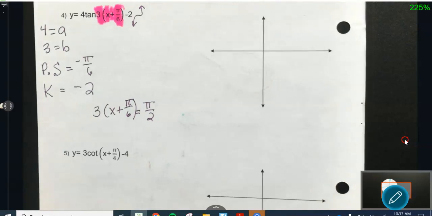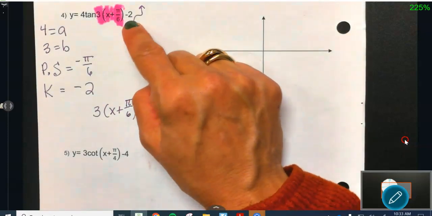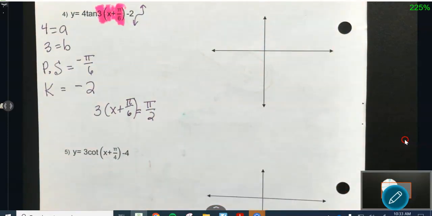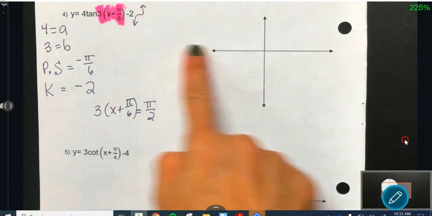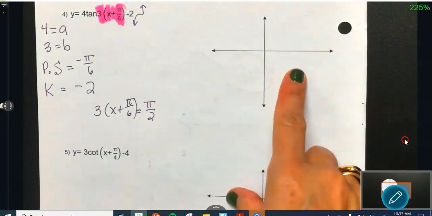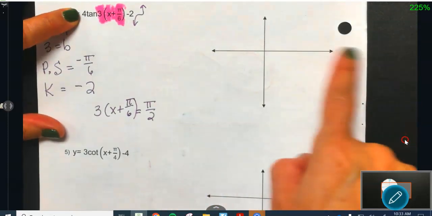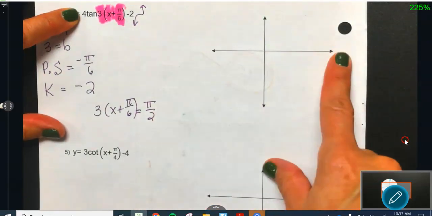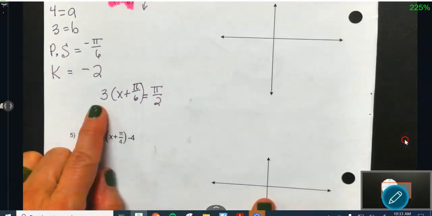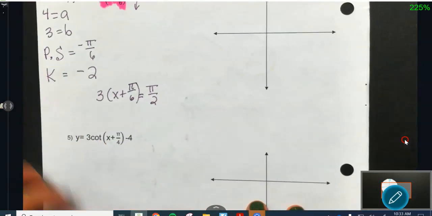Just for clarity, why am I not messing with the -2? Because that's up and down movement. That doesn't mess around with what's happening on this sideways stuff. Why am I not worried about the 4? That's up and down stuff. I'm not worried about that. I'm only worried about sideways stuff, so your horizontal compression and your phase shift.